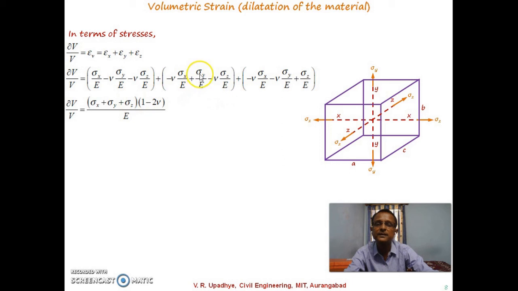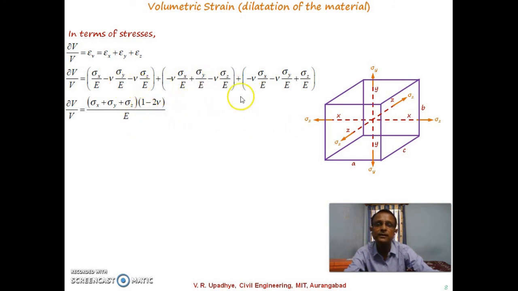Similarly, from epsilon y we have sigma y by E, from epsilon x minus mu times sigma y by E, and from epsilon z minus mu times sigma y divided by E. So if we take sigma y divided by E common, the remainder will be 1 from this part, minus mu from this part, and minus mu from this part. So this will give you 1 plus 2 mu. Sorry, 1 minus 2 mu.